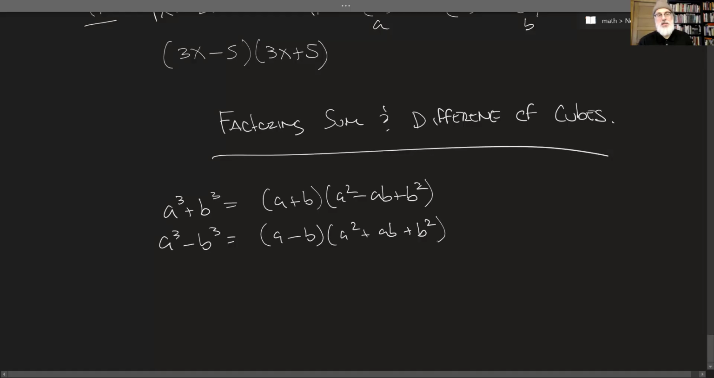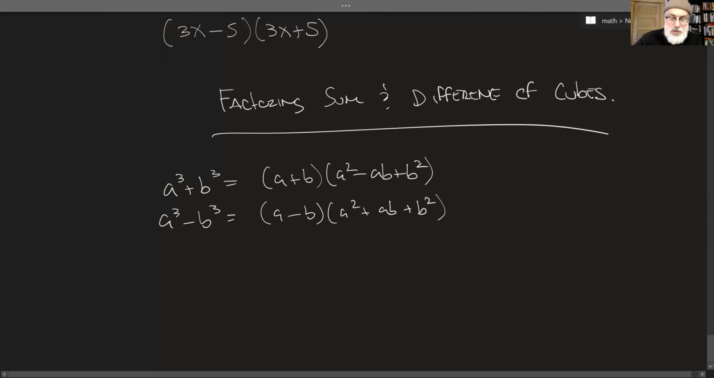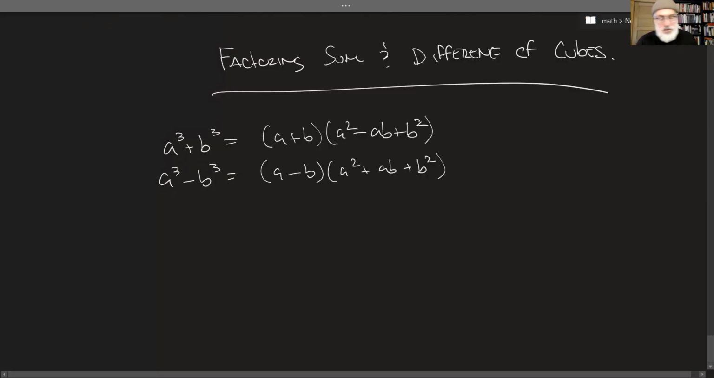So you notice that in the top, we have an a plus b, and then a squared minus ab plus b squared. And the bottom, we have a minus b, a squared plus ab plus b squared. Something you should memorize if you're good at memorization. Otherwise, keep writing it down. It'll sort of stick.